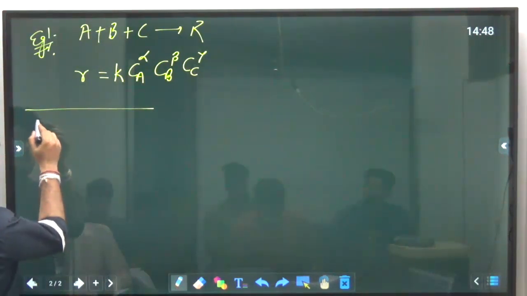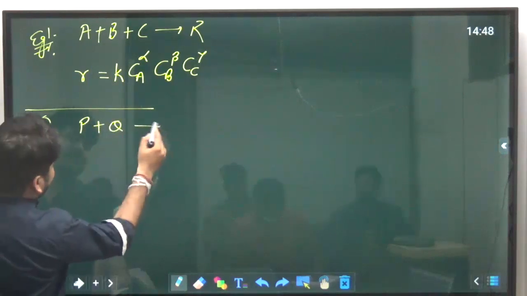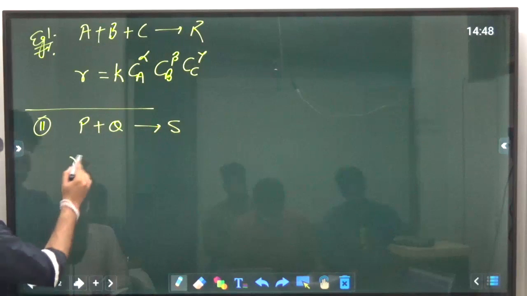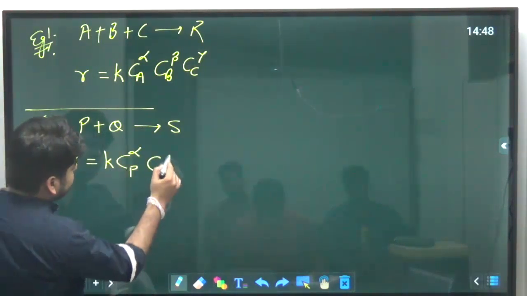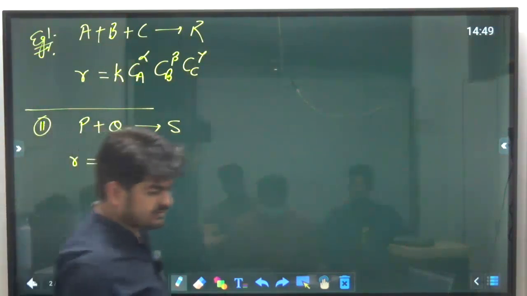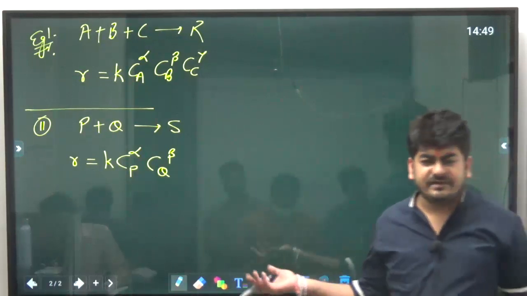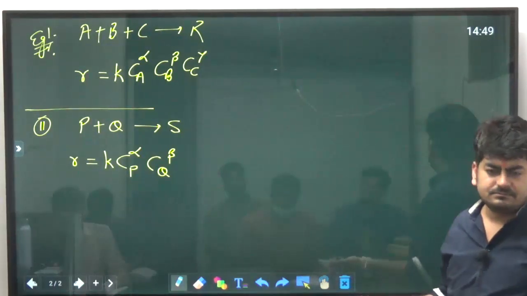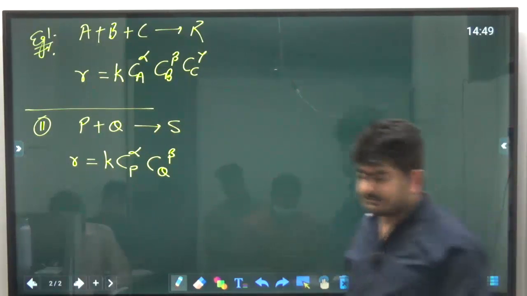Similarly, suppose there is a reaction P plus Q gives S. So the rate equation will be R is equal to K Cp power alpha Cq power beta, or alpha 1, alpha 2, whatever you want to write you can use. I hope this is clear. And if only one reactant is there, then only one concentration term will be there.